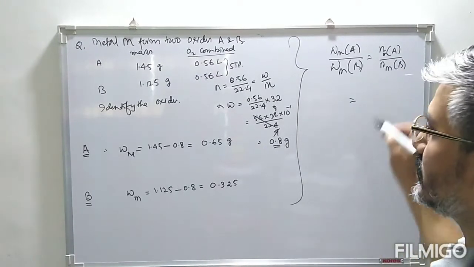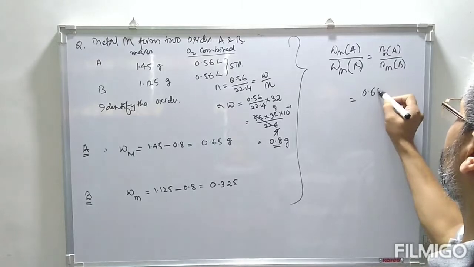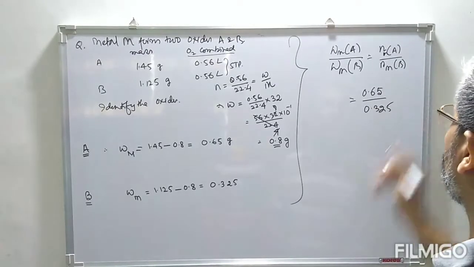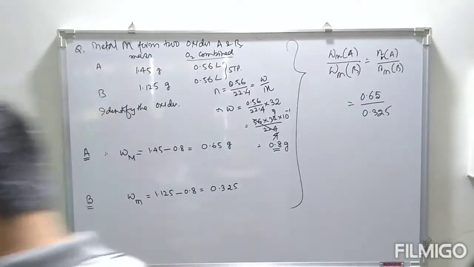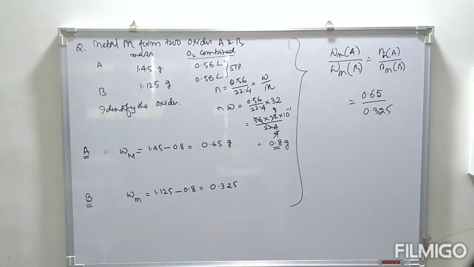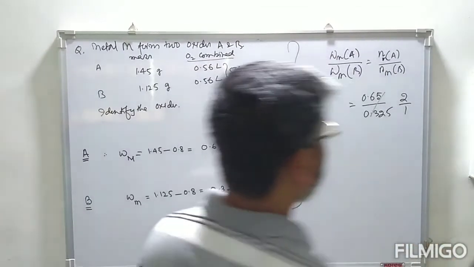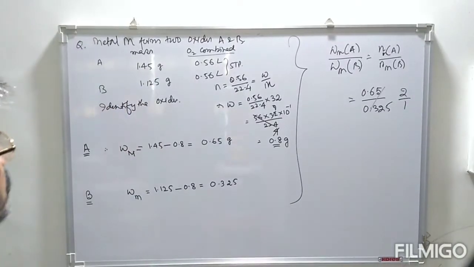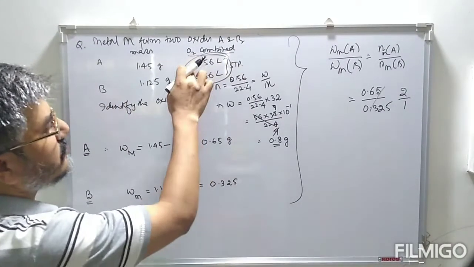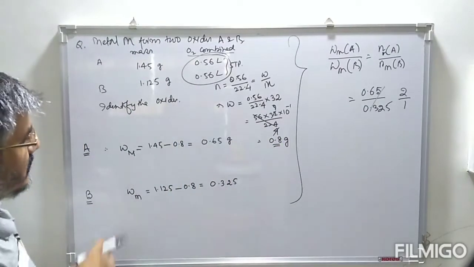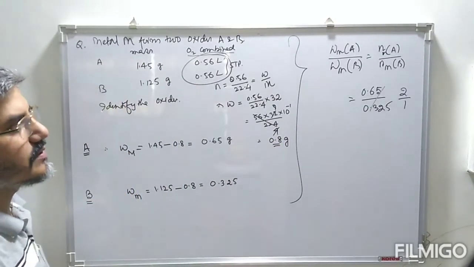So this equals 0.65 divided by 0.325. So this comes out to be approximately 2:1. So mass of oxygen is fixed. So for a fixed mass of oxygen, we get the mass ratio of these two metals M in A and B.